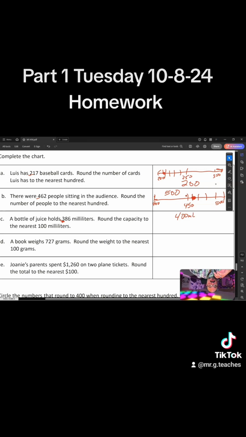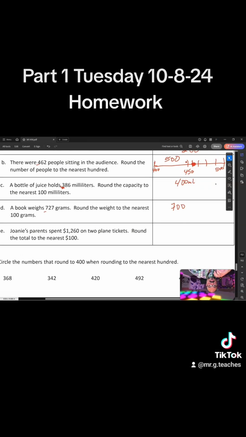D, a book weighs 727 grams. Round the weight to the nearest 100 grams. We're looking at the first 7. So 727, 27 would be below the half, which is 750. So we round down to 700. E, Joni's parents spent $1,260 on 2 plane tickets. Round the total to the nearest 100. Again, we're not using the thousands. The thousands will stay the same. 260 is between 200 and 300. It's over halfway, so it would be 1,300.